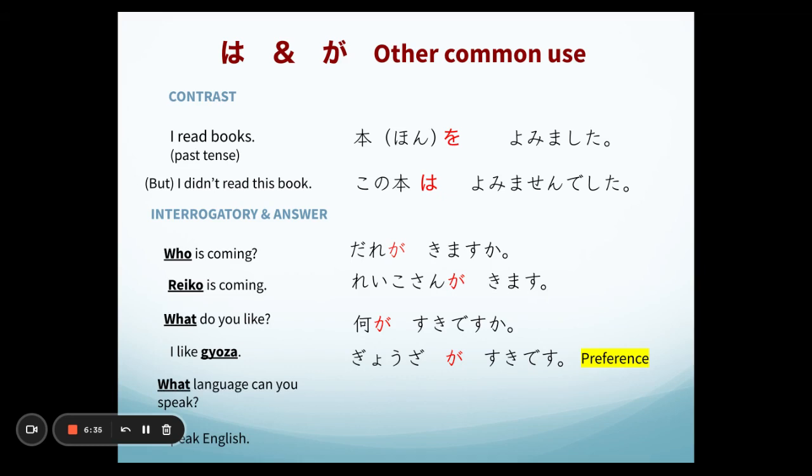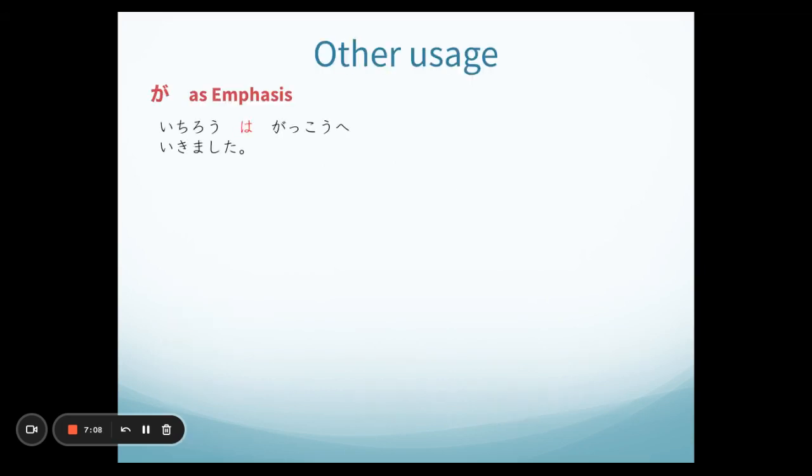What language can you speak? So this is, I label it as ability. What can you do? 何語ができますか? 英語ができます. でも、中国語は、contrast, できません. Notice? 英語ができます. I speak English. I can speak, understand English. But 中国語, Chinese, no can do. So in that sense, the wa is used as a contrast. Okay, other usage. Ga as an emphasis.